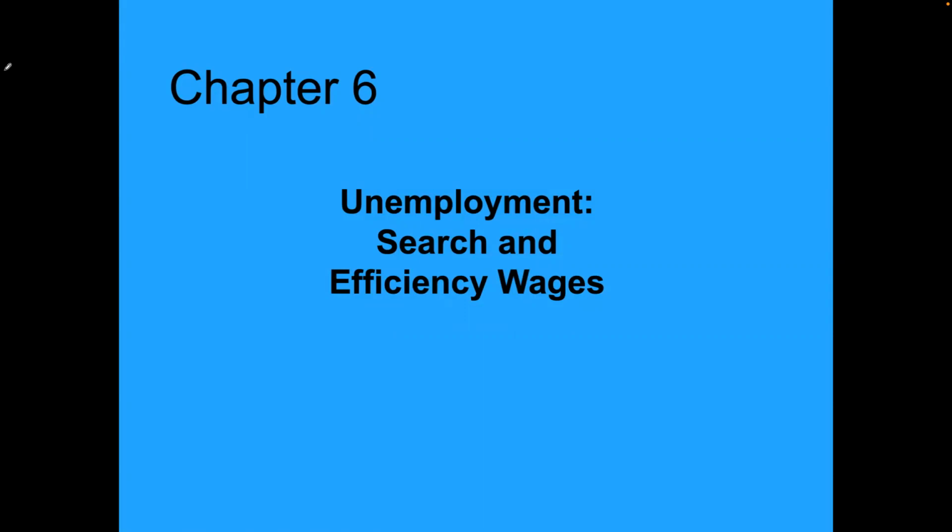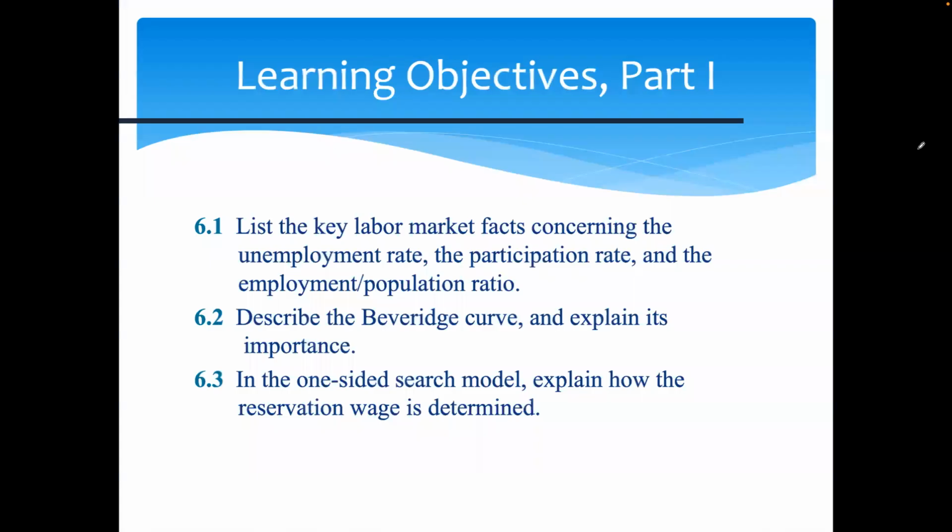So in this chapter, we are going to study unemployment, search, and efficiency wage. Here's a list of topics we are going to cover. First, we're going to look at labor market facts regarding the unemployment rate, the participation rate, and the employment to population ratio. And from there, we are going to see some interesting patterns. And then we are going to describe the Beveridge curve and explain its importance.